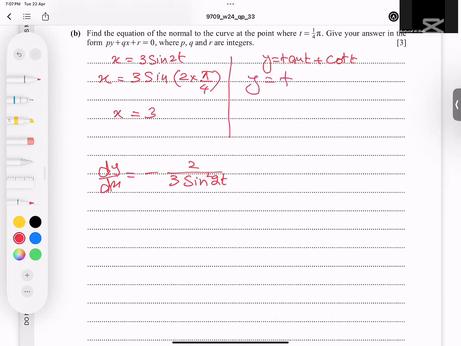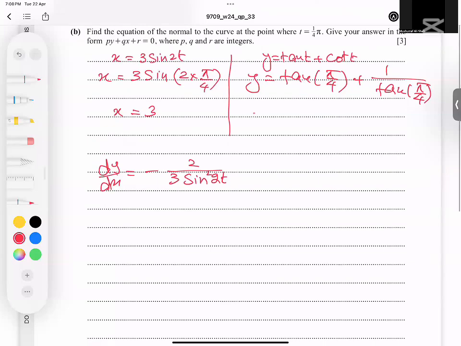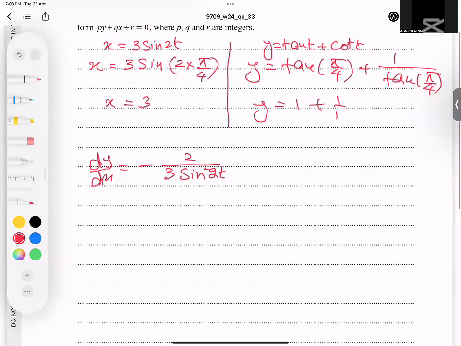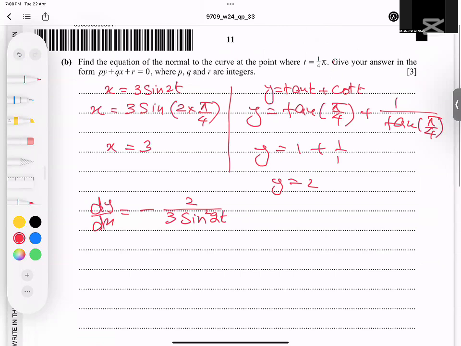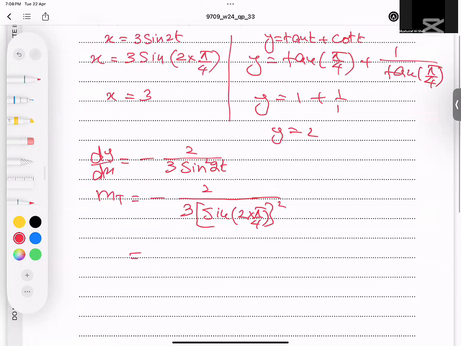So students, replacing every t by pi by 4, cot is 1 over tan, and tan pi by 4, you check in the calculator, gives us 1. So it turns out to be 2. And now I'm going to plug in this pi by 4 here to get the gradient. So the gradient of the tangent turns out to be negative 2 over 3, with the power 2 on top and sine of 2 times pi by 4. This is a 1, so the gradient of the tangent is negative 2 over 3. And what is the gradient of the normal, students? So it becomes 3 by 2.